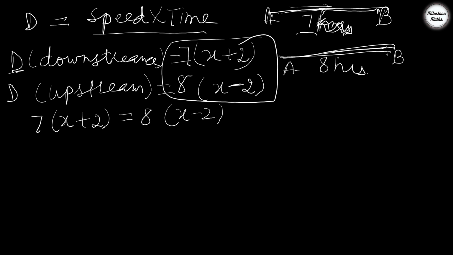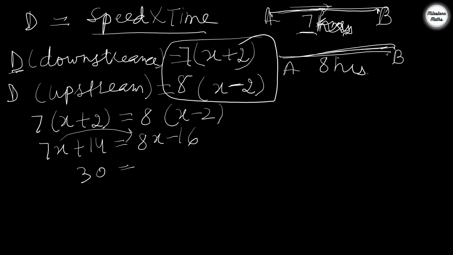Now just solve it. Take the variables on one side and the constants on the other side. So now solving it, 7x plus 14 is 8x minus 16. So you are taking this 7x on the other side and 16 on this side. So 14 plus 16 will be 30 and 8x minus 7x is x. So x is 30. What did we assume x to be? We assumed x is the speed in still water. Speed is given in kilometers per hour. So we have got the speed in still water, it is 30 kilometers per hour.